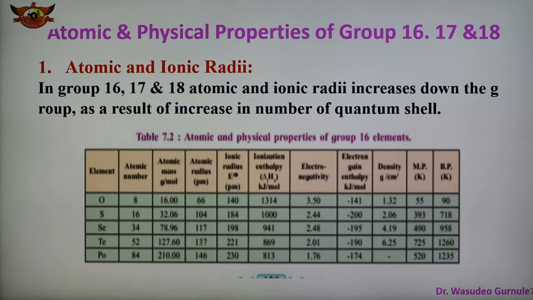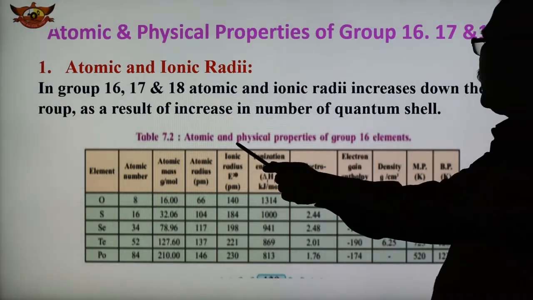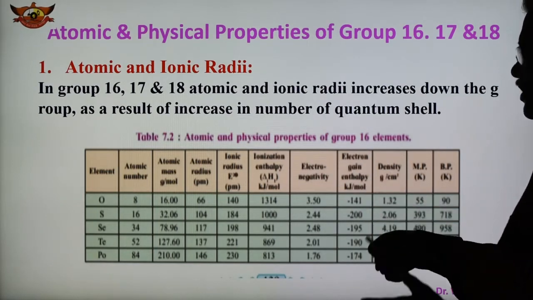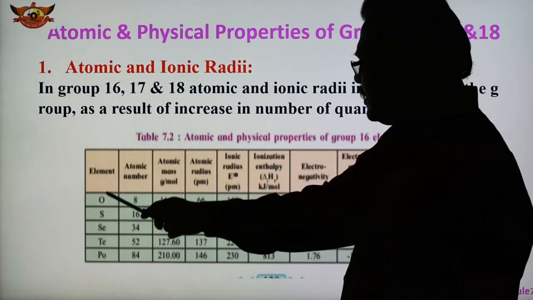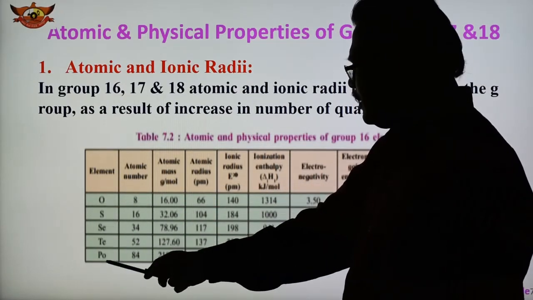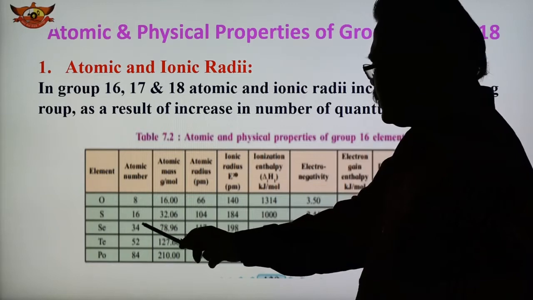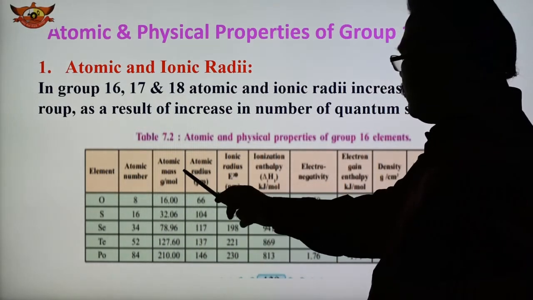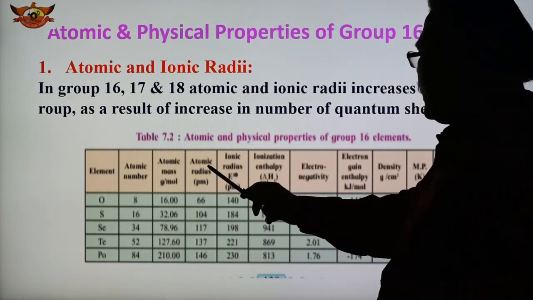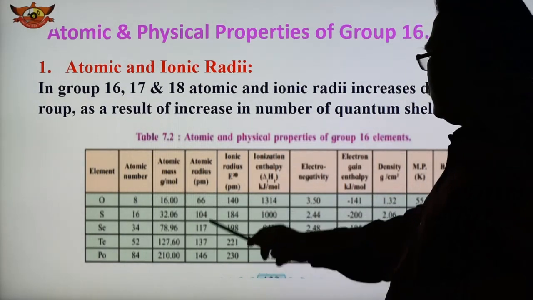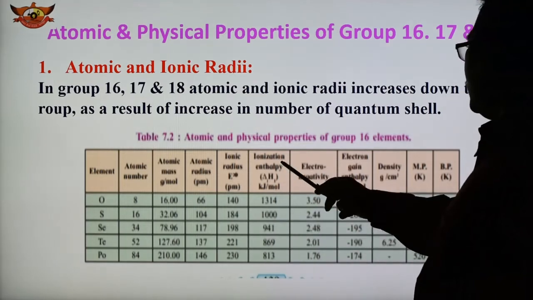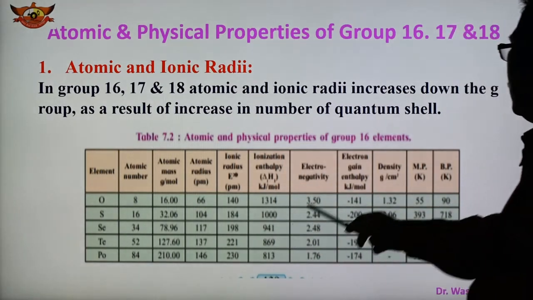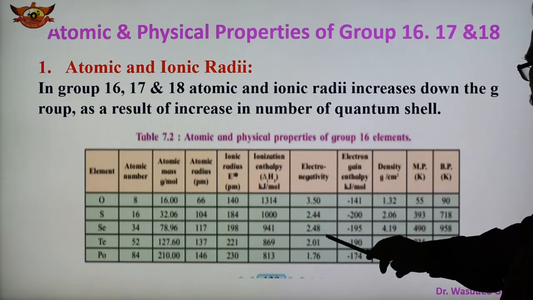In this table, see the atomic and physical properties of group number 16, 17 and 18 given. In the case of group 16, these are the elements shown: oxygen, sulfur, selenium, tellurium, polonium, with atomic numbers 8, 16, 34, 52, 84. Atomic mass is also given here, and atomic radius is given. See, it increases. Ionic radius also shows an increase, and ionization enthalpy shows a decrease, and electronegativity also shows a decrease.